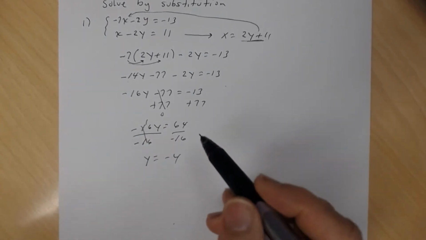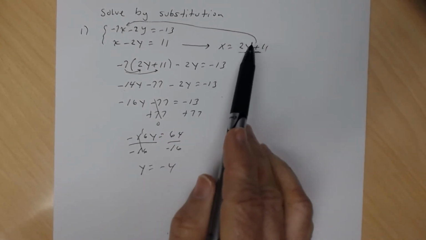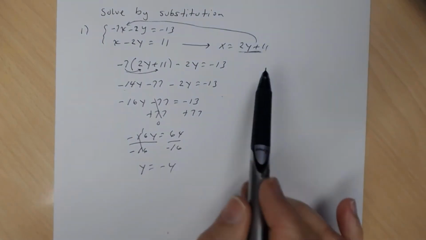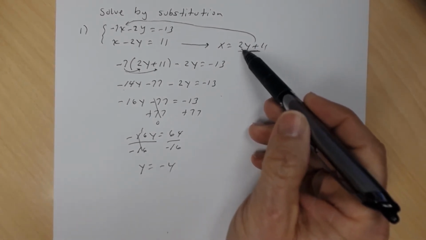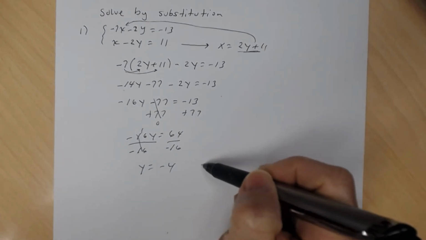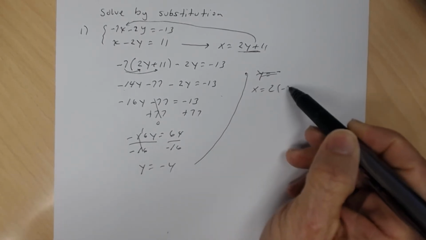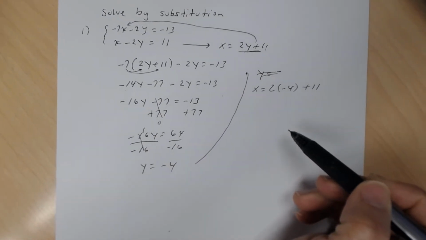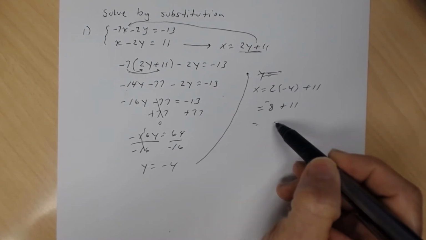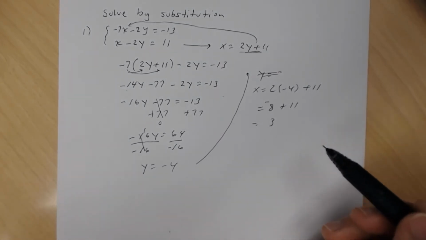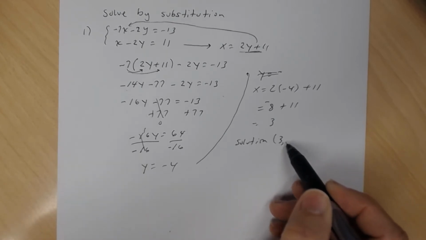Now I've got to find the x coordinate, because remember this solution is a point, so you have an x coordinate and a y coordinate. You've got to be careful and make sure you've solved for x correctly. If you didn't make any mistake on this side, all you really have to do is go back to this equation here, and where we see the variable y, substitute -4. So x equals 2 times y, which is -4, plus 11, and 2 times -4 is -8. -8 plus 11 will give me +3. So I found the solution. Remember, you've got to write it as an ordered pair. So x is 3, y is -4.